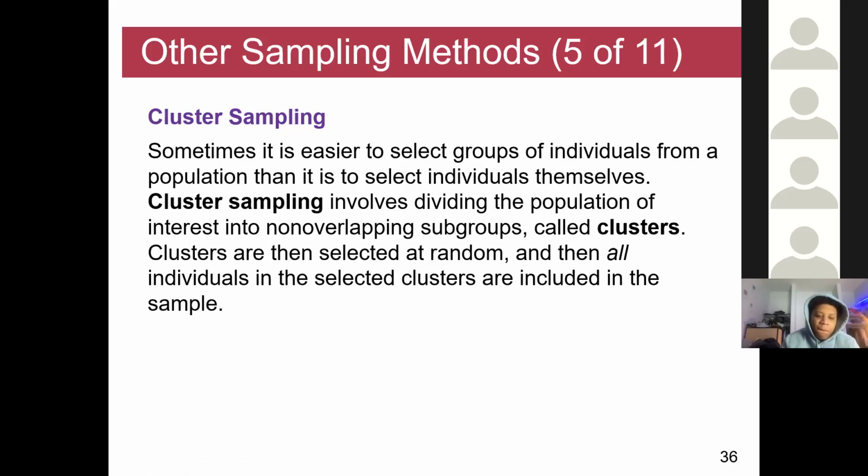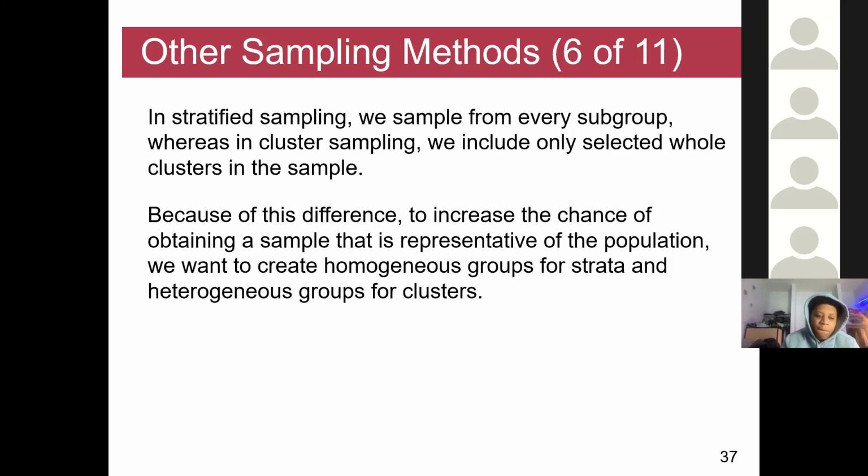Now, when do we do that? We do that when these groups are kind of mini populations. That means they are heterogeneous. They are different within the cluster, different types of people in the cluster, sort of mimicking somewhat what the population would look like. So that's called cluster sampling.